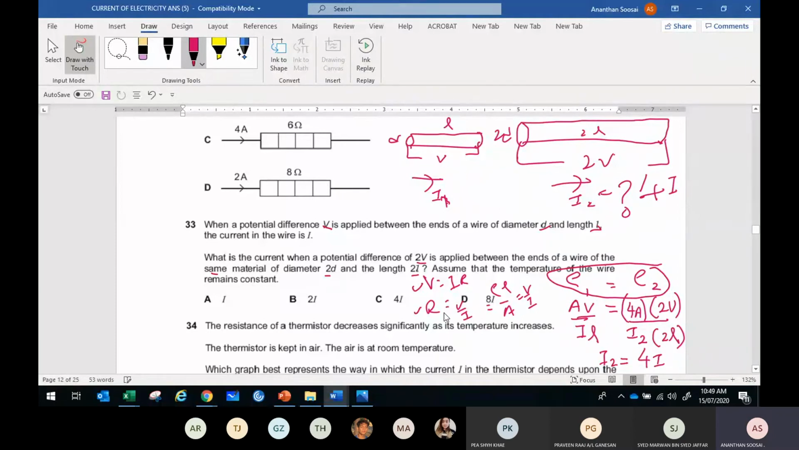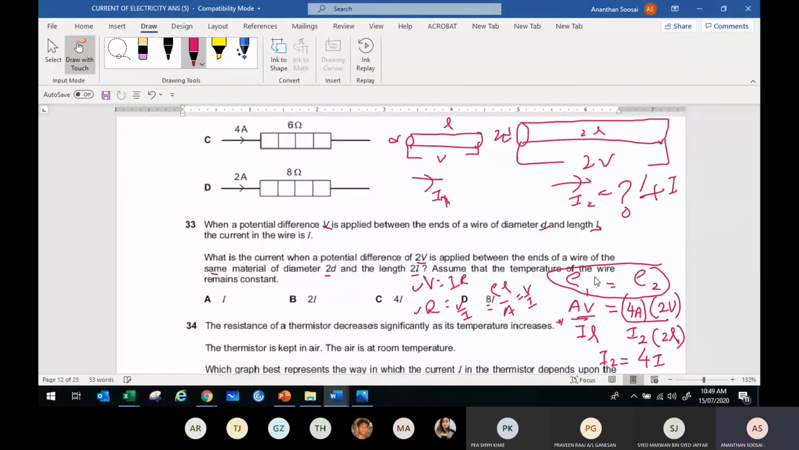So the R needs to expand to rho L over A, and V over I needs to be involved. So you get the formula for rho. It should be AV over IL. This little work has to be done, then you get 4I.